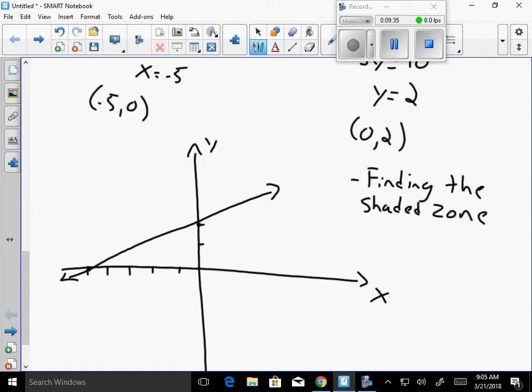Finding the shaded zone. All right, so to find the shaded zone, all you do is you take any point on the graph or any point on this plane that's not on the line. Anywhere you want. You can pick anywhere. I don't care. But I'll show you the easiest one to pick, and it works most of the times. Pick any point not on the line, okay?